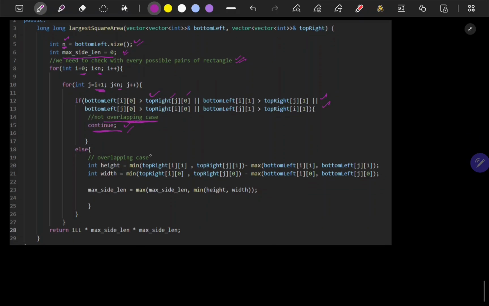But if we find some overlapping region, some overlapping case, then in that case these two conditions get the height and width. So again let me walk you through that. Let's say this one, the top corner and bottom corners, and the other region, let's say this one.